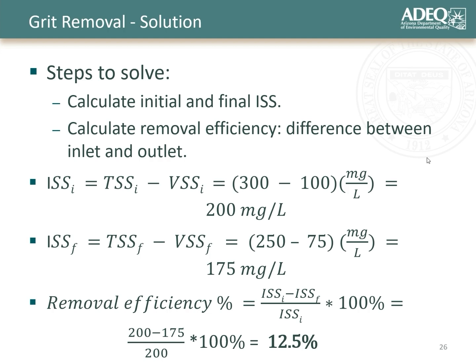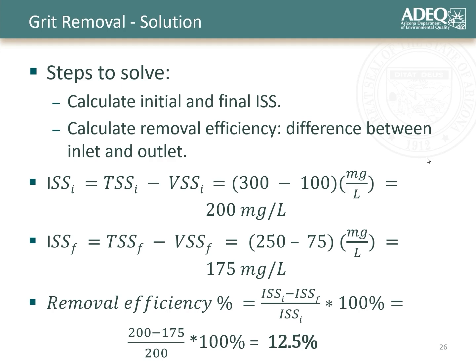So the ISS initial, what's coming into the system, is TSS-I minus VSS-I, which is equal to 300 minus 100, which gives us 200 milligrams per liter. That's our initial ISS. Now our final ISS is equal to TSS-F, which is final, minus the VSS final, which is 250 minus 75, which gives us 175 milligrams per liter of ISS final. So initial was 200, the final is 175.